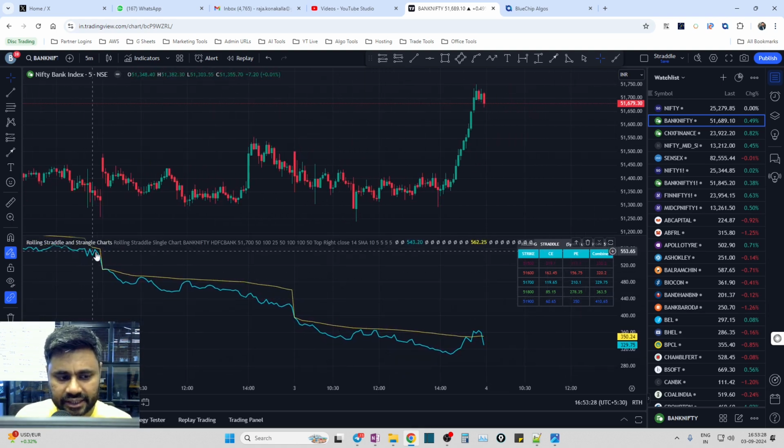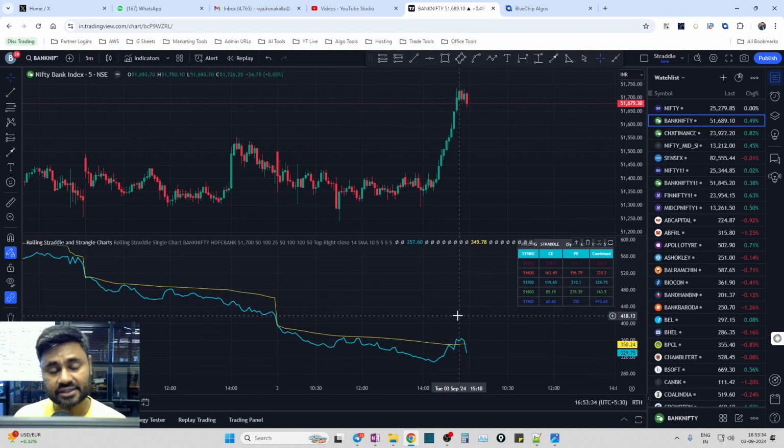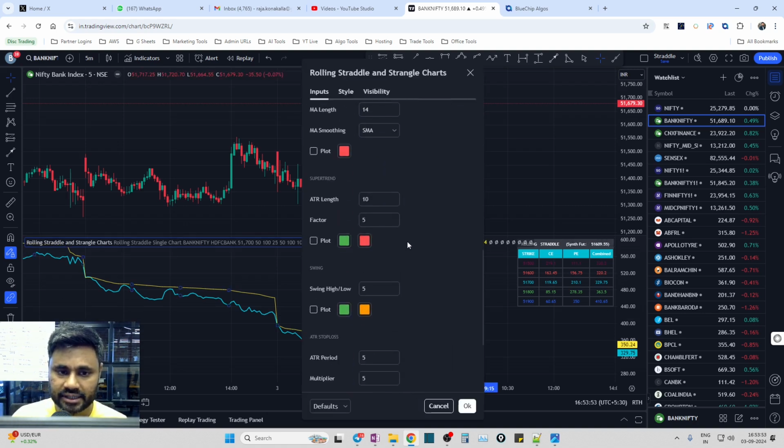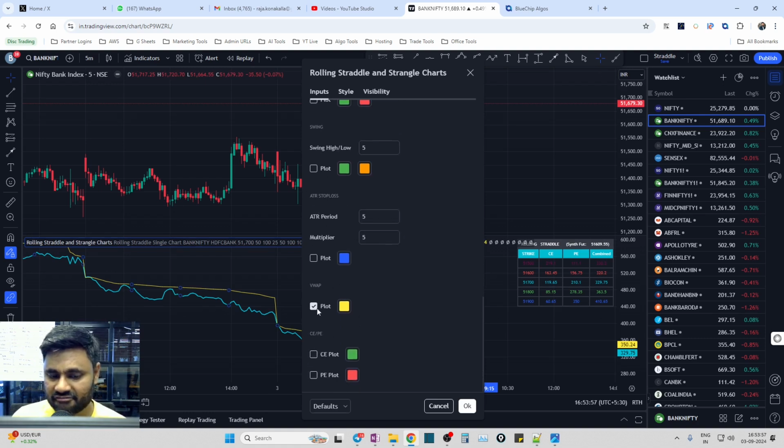But anyway, VWAP is also the same thing. As long as the straddle line is below VWAP, I think it keeps falling. Whenever it goes above the VWAP line, that's where you have to shift your thought process and think that the combined premium will go up, which means either one of the legs, call option or put option, is going to fly very high, and that will take the combined premium to new heights, right? So these are 5 very important indicators: moving average, super trend, swing high low, ATR stop loss, and VWAP.